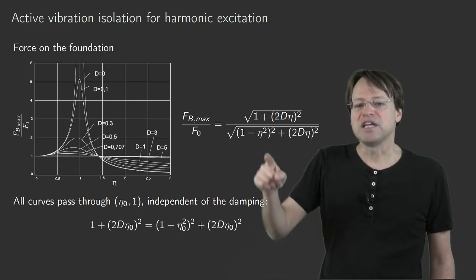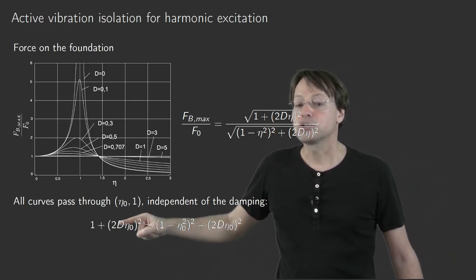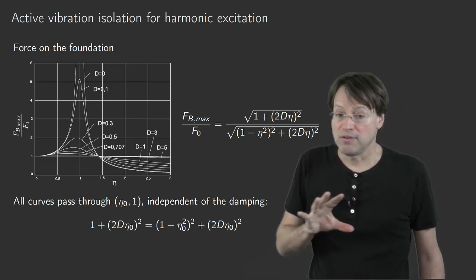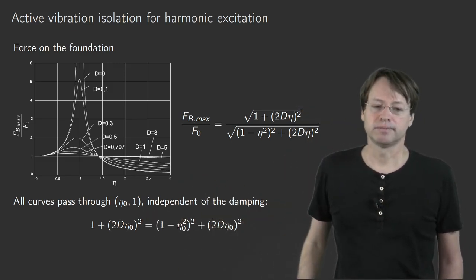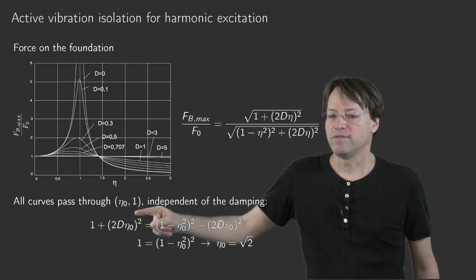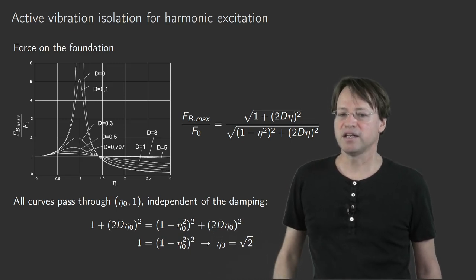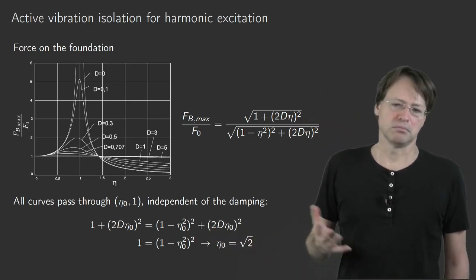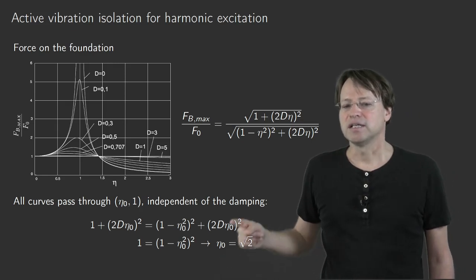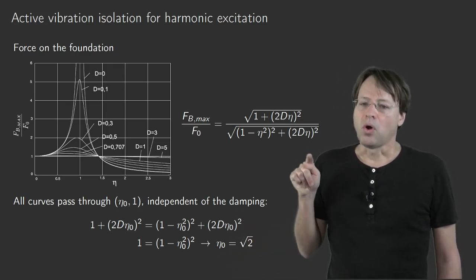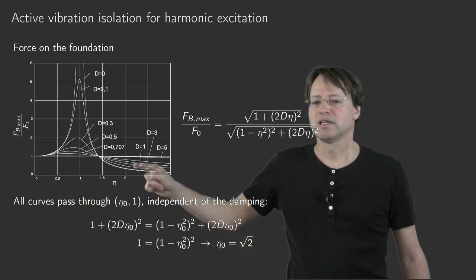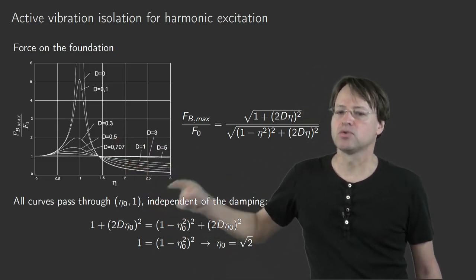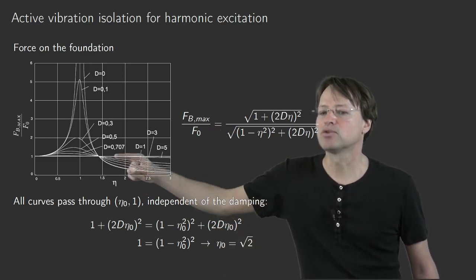As you can already see from equating the numerator and the denominator, the term containing the damping cancels on each side of that equation. So the solution will be for sure independent of that damping factor. That's shown on the next line. If we cancel that term, we just get a 1 on the left-hand side, and 1 minus eta naught squared on the right-hand side. If we solve that equation for eta naught squared, we easily arrive at the solution eta naught equal to square root of 2. So all the curves pass through that point eta equal to square root of 2, corresponding to a ratio of these forces equal to 1.